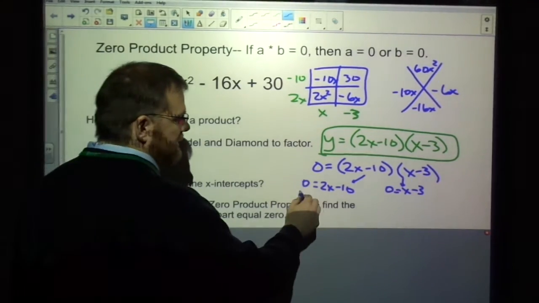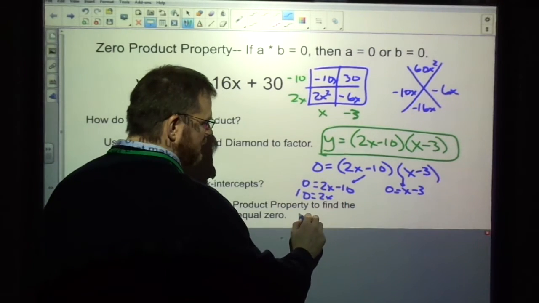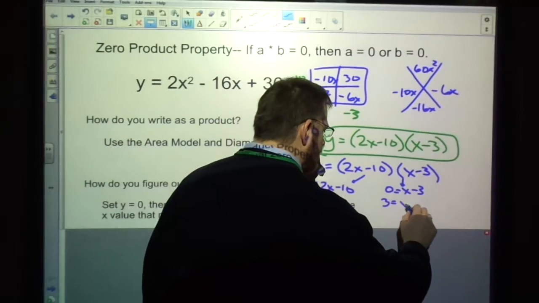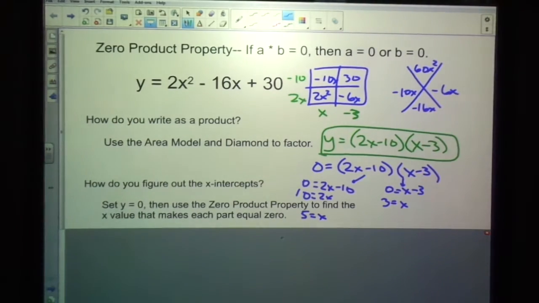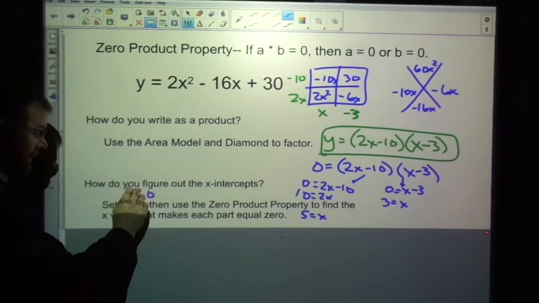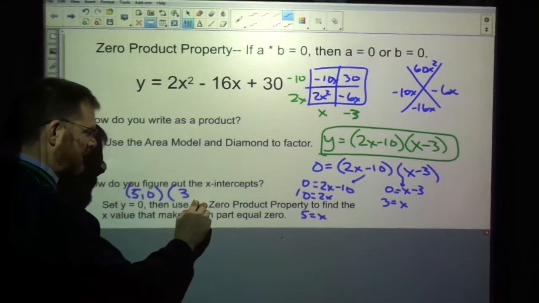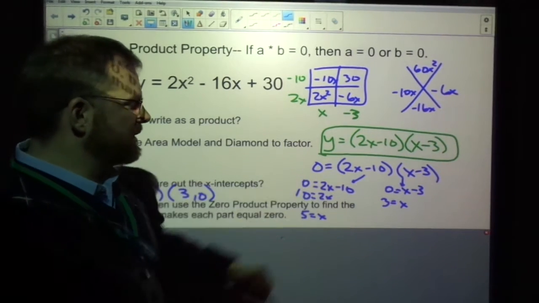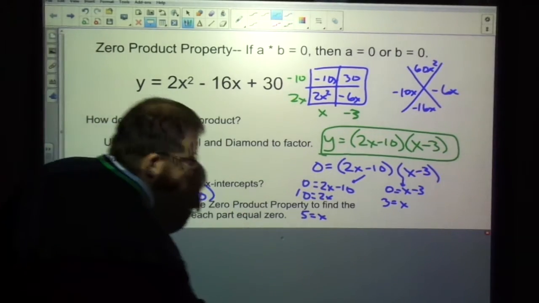In this one, if I add 10 and divide, x equals 5. In this one, x equals 3. So my x-intercepts aren't just 5 and 3. They are (5, 0) and (3, 0), because those are coordinates. When y is 0, x is 5. When y is 0, x is 3.